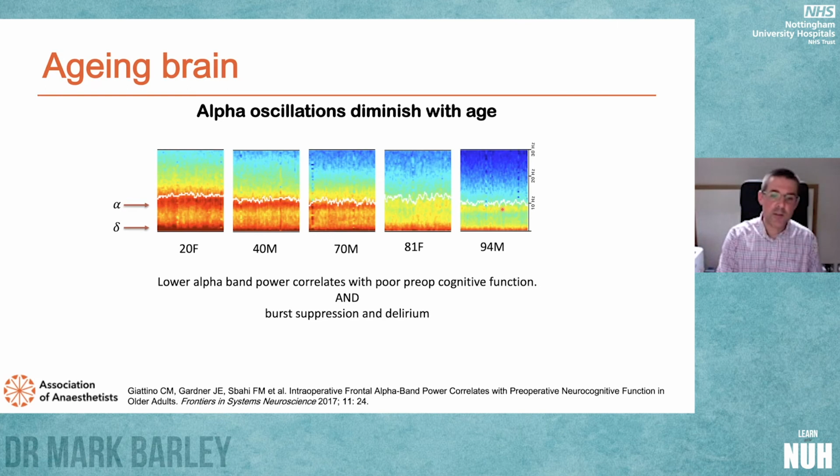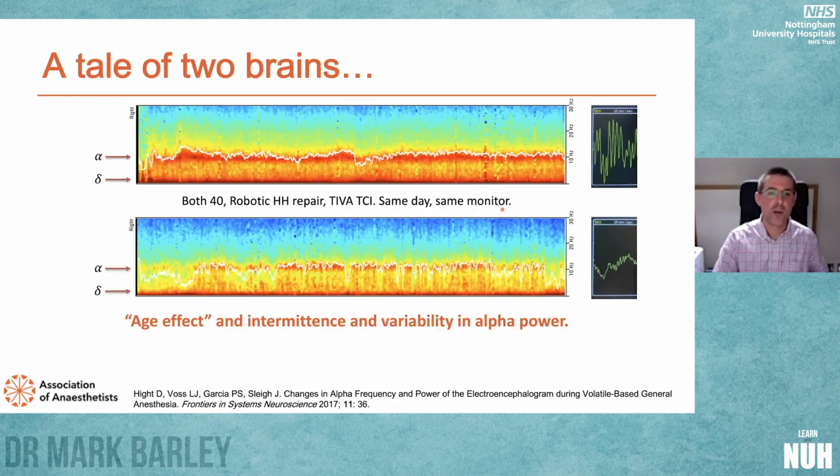But brain age is not just chronological, it's also physiological. So here's two different patients I anaesthetized on the same day, both 40 years old, very coincidentally, both having the same operation, same technique, same day, same monitor. But we can see a difference in the strength of those alpha oscillations between these two patients. And this would give you something on the screen that would look perhaps a little bit like I've illustrated there.